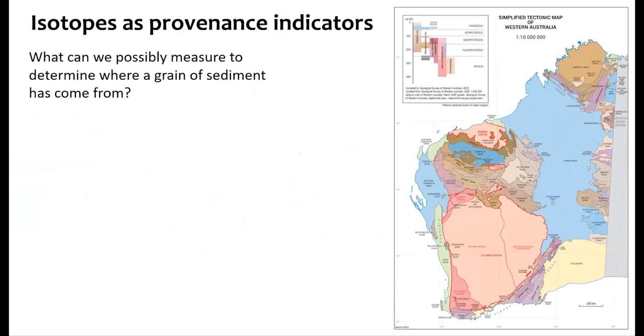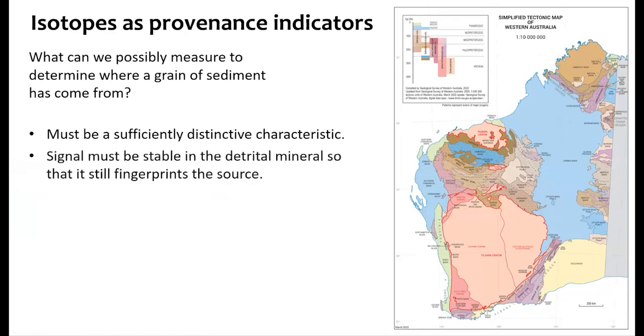So, a basic geological map of Western Australia. What can we measure in an individual grain to understand where a grain of sediment has come from? This is where the geochemical tools come in. We need something that's going to be sufficiently distinctive to be useful in defining what kind of geological province it's come from. So we need some sort of signature, from the array of tools we've used before, that you're not going to find across the whole of Western Australia, where everything has the exact same signature in the crystalline rocks, because then it's not going to be distinctive enough for us to use.